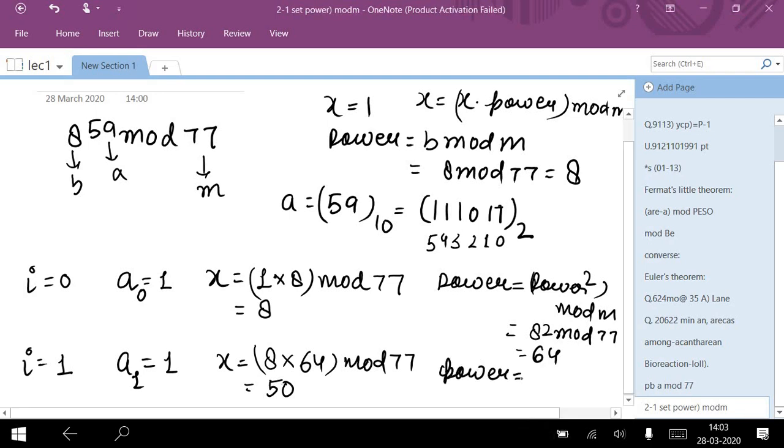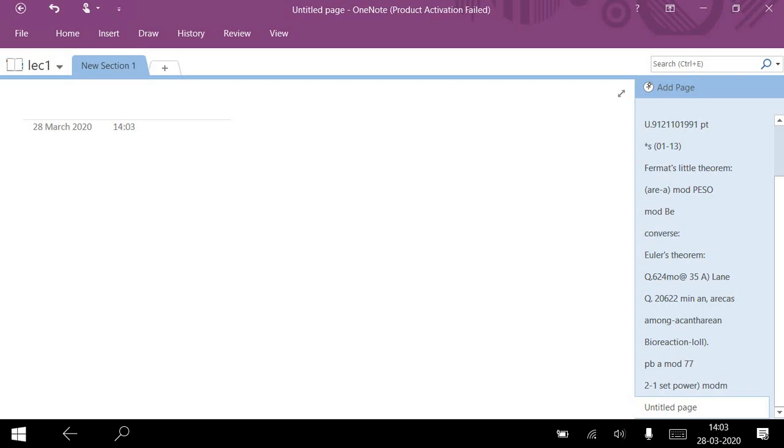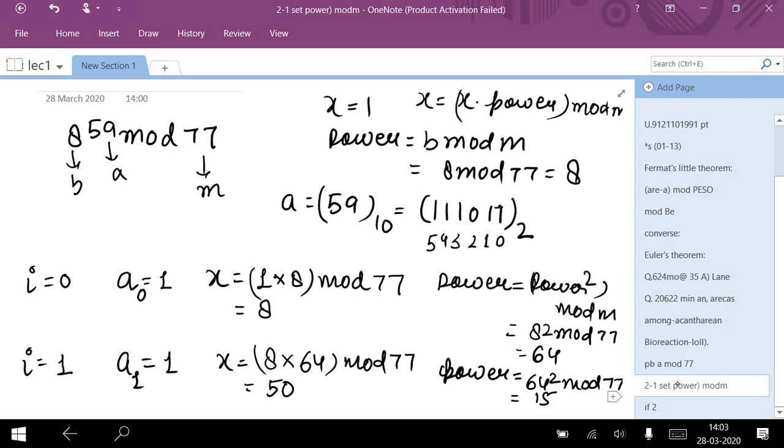Now power. So power is power square mod m. What is the previous value of power? 64 mod 77. Now the answer is 15. You have to solve this equation, that is 64 square mod 77, by using your calculator. There is no specific procedure for this. So I equal to 2. In this I equal to 2, what is the value of a2? That is 0 here.